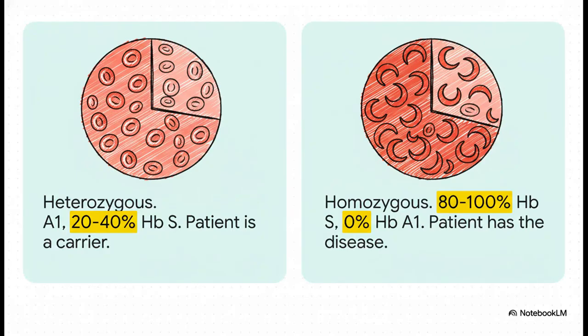And this is why electrophoresis is so essential. It lets us actually measure and quantify the different hemoglobins. This is how we can tell the difference between someone who has the sickle cell trait versus someone who has full-blown sickle cell disease. A person with the trait is a carrier. They make both normal HbA1 and the abnormal HbS. But a person with the disease, they make almost exclusively HbS, which is what causes all the severe clinical symptoms.